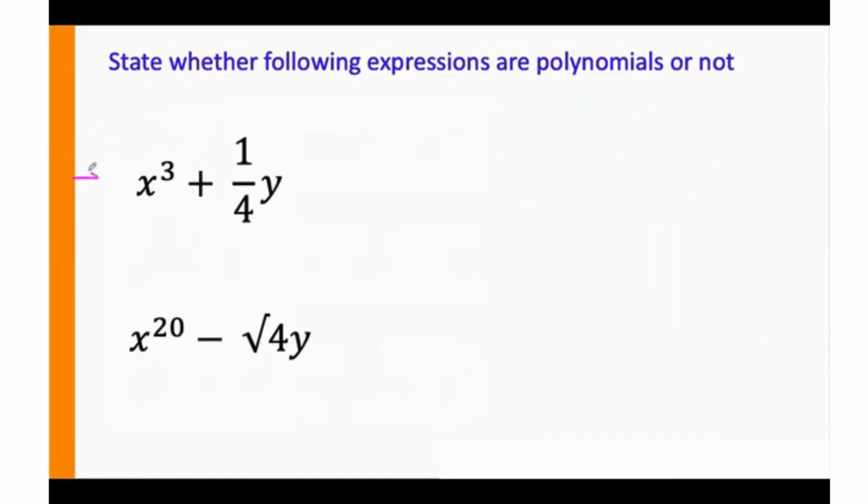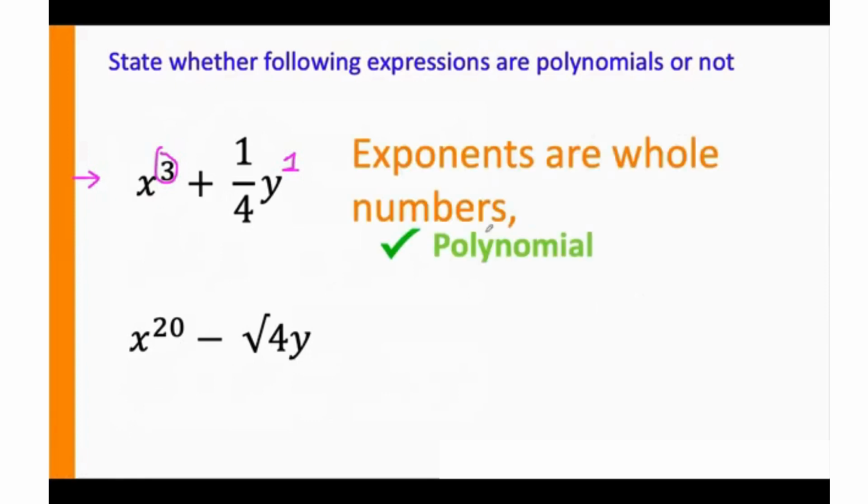But if you look at this example, here x has a positive 3, and what do you think is y's power here? It's positive 1. And since both of them are whole numbers, this expression is a polynomial. Now remember, we don't look at 1 upon 4. 1 upon 4 is a coefficient. Fractions are allowed in coefficients. They are not allowed in exponents, so they cannot be powers.